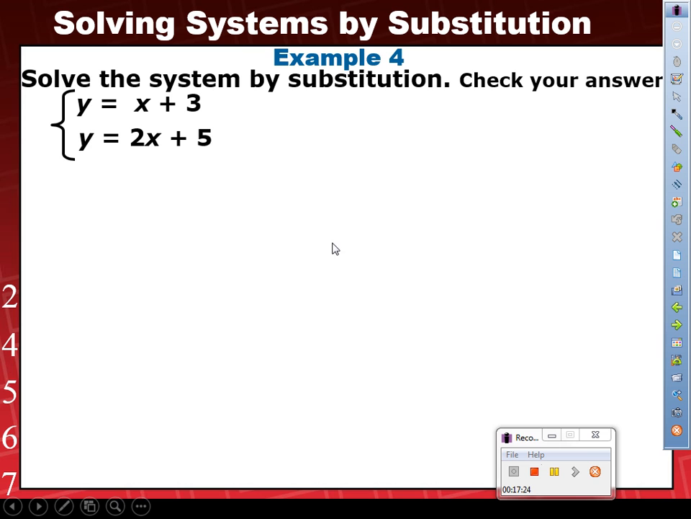Copy that one. Example 4. The system is y equals x plus 3 and y equals 2x plus 5. You have 1 minute. Go.